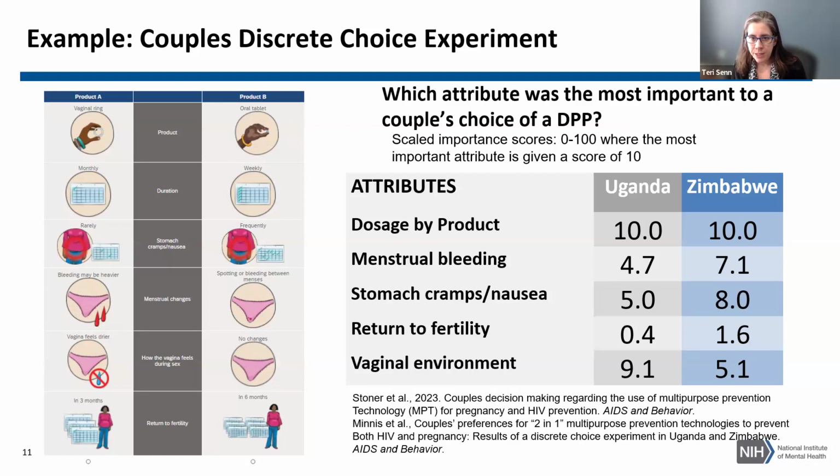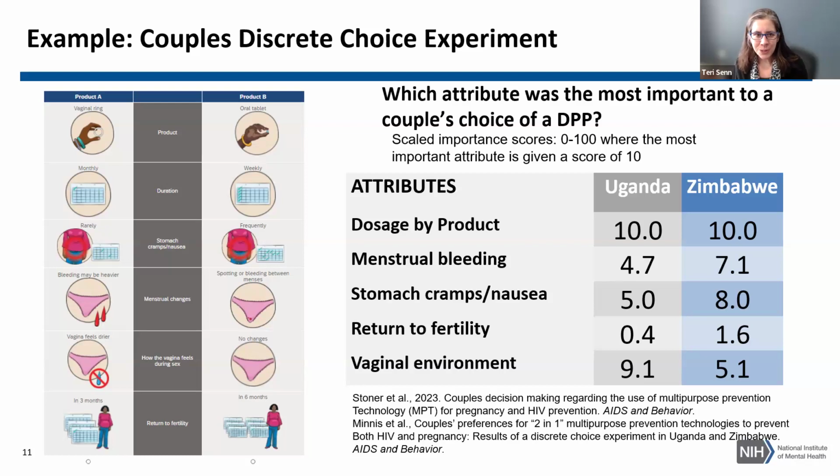So this particular study was a discrete choice experiment around MPTs, but it had a really novel twist. The purpose was to understand heterosexual couples' preferences for an MPT. So there were 400 couples in Uganda and Zimbabwe that were enrolled. And at enrollment, they first completed separate discrete choice experiments. And then they came together as a couple to complete a joint discrete choice experiment.